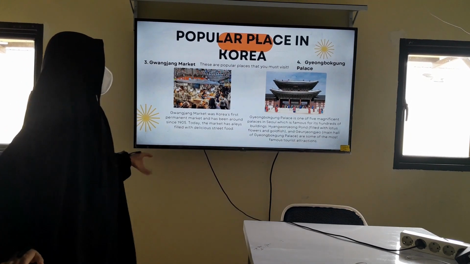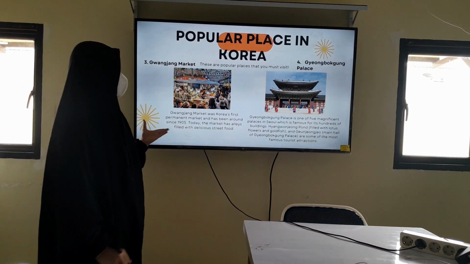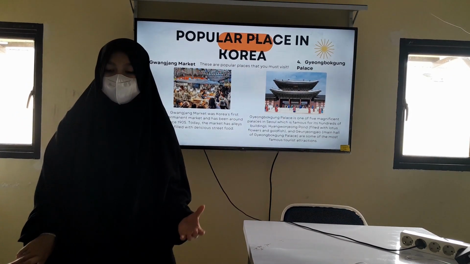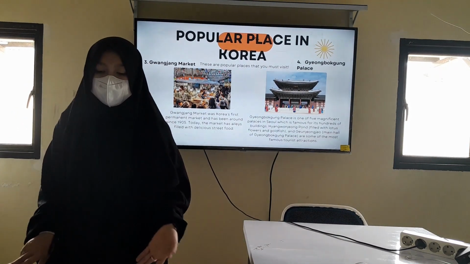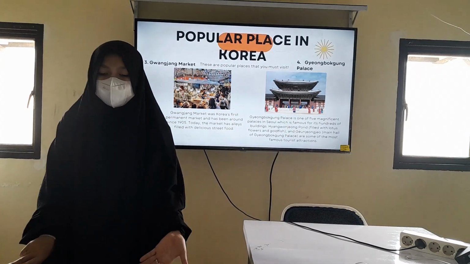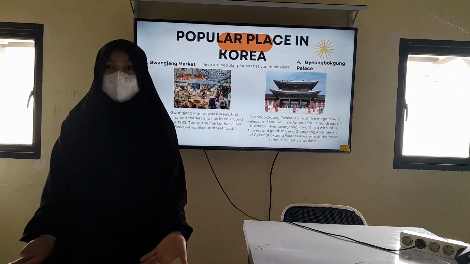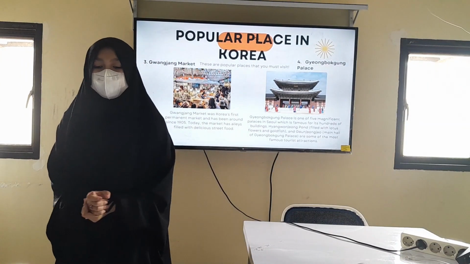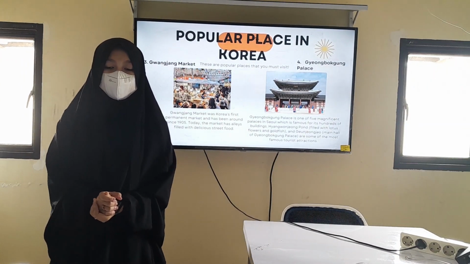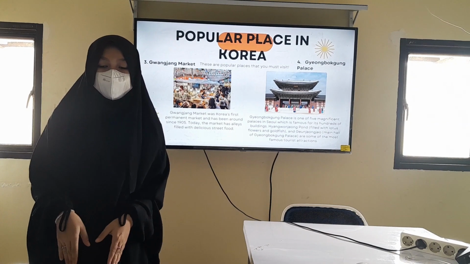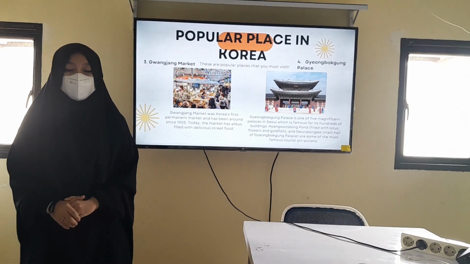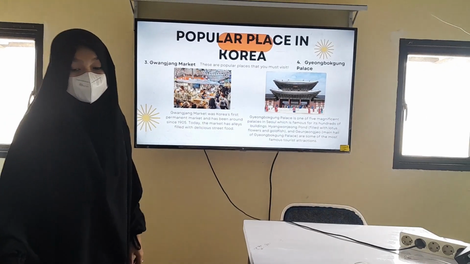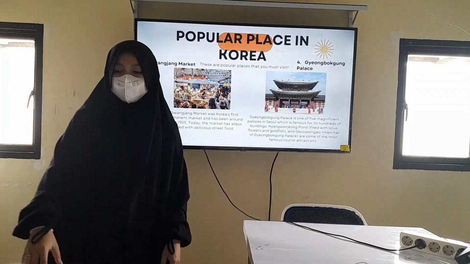And third, Gwangjang Market. Gwangjang Market was Korea's first permanent market and has been around since 1905. Today, the market has alleys filled with delicious street food.